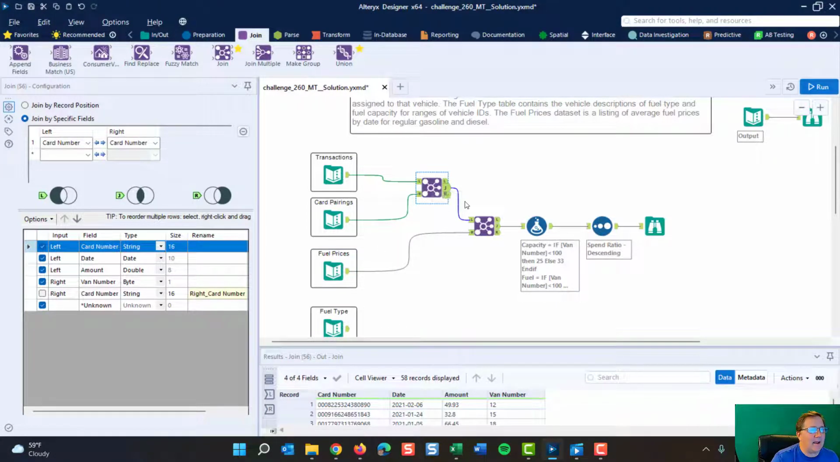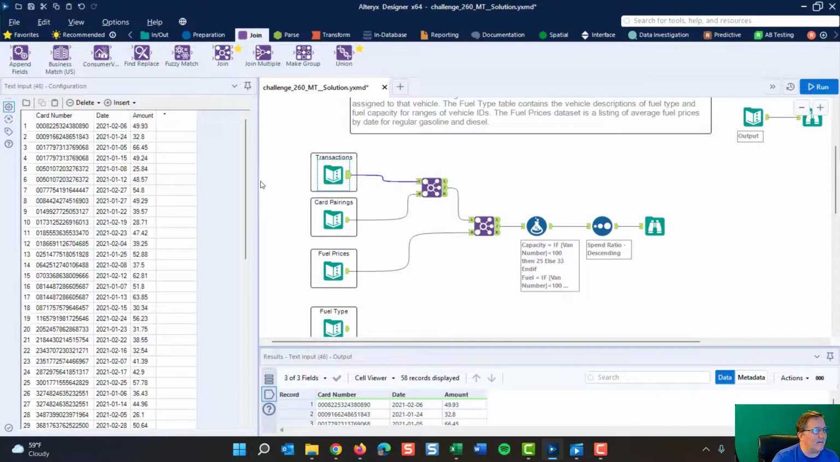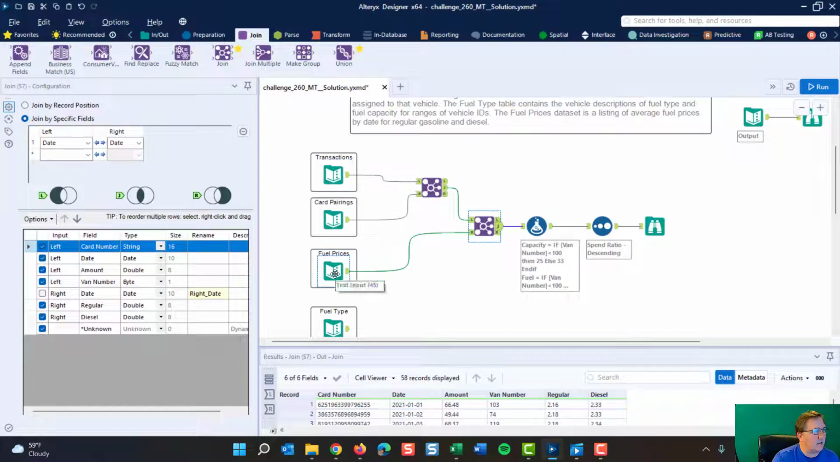Now let's match that up and connect it with the fuel prices for every given day that the van was filled up. We're going to join by date. We have the card transactions here, and the transactions themselves have a date and how much was spent. Let's join that together by date, so we can see for each transaction what the fuel prices were on those days. You can see we now have a card number, date, amount, a van number, regular, and diesel.